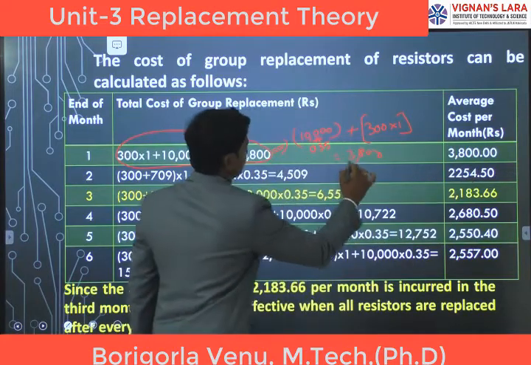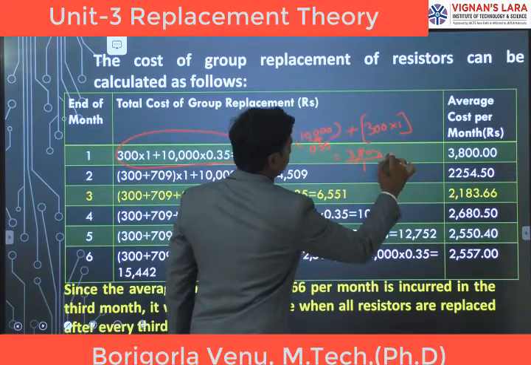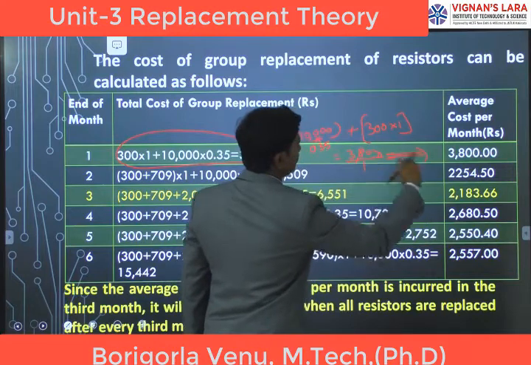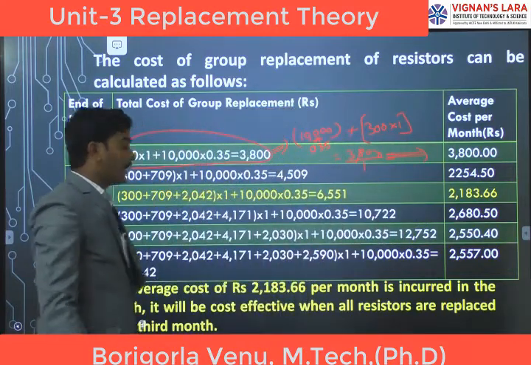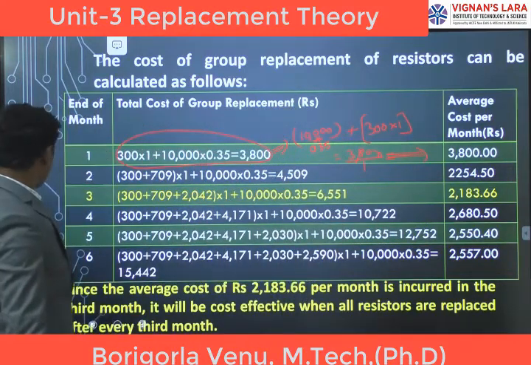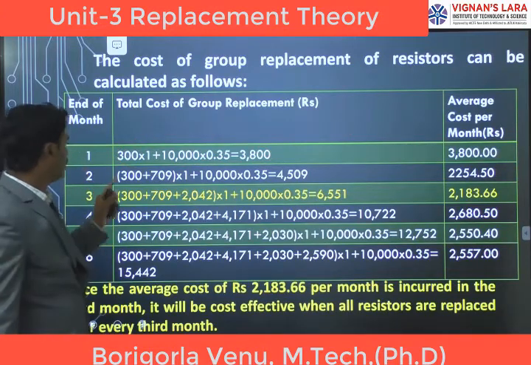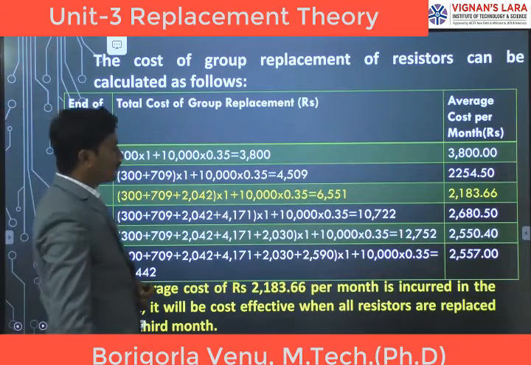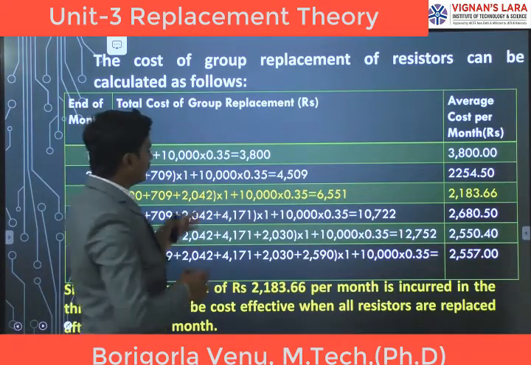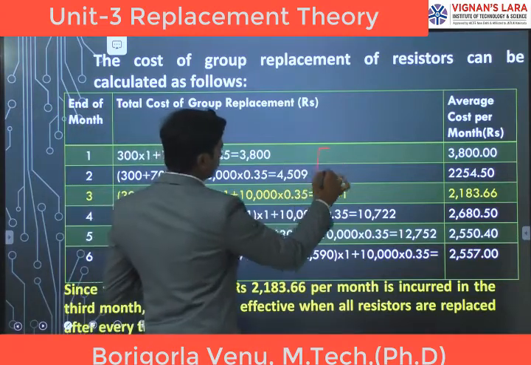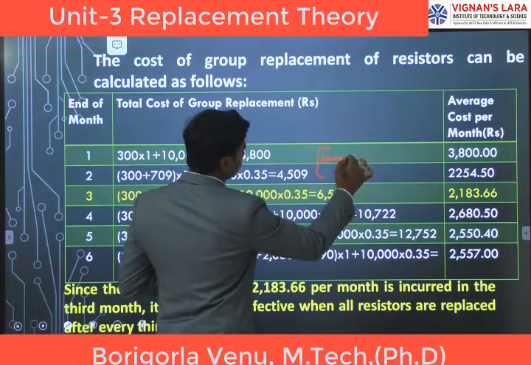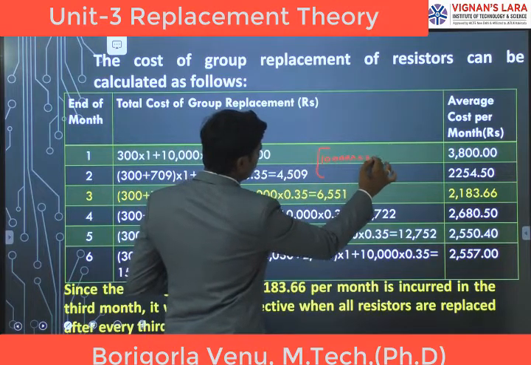The total number of months is one at the first month, so the average cost is 3,800 by 1, equal to 3,800. Next, coming to the second month. Here, 10,000 into 0.35 is the constant for all months.